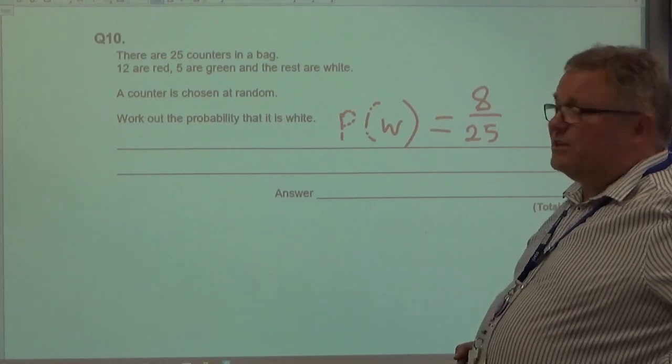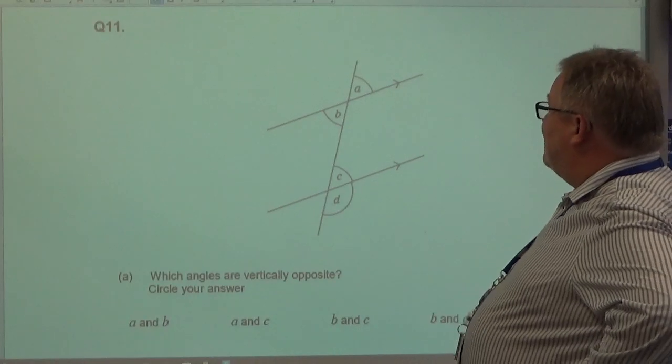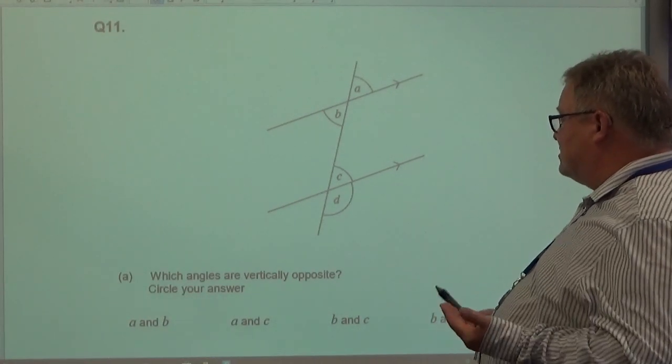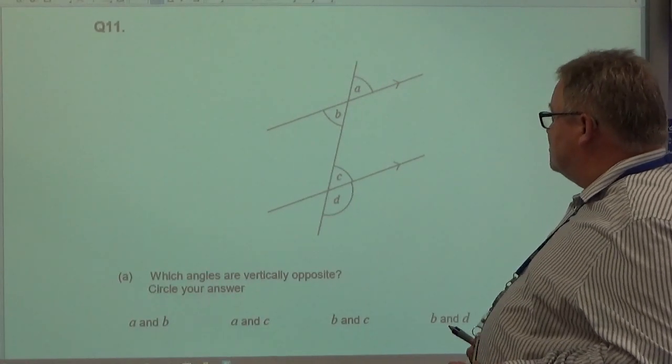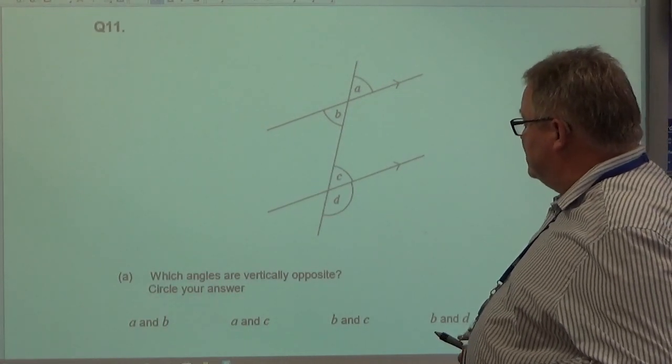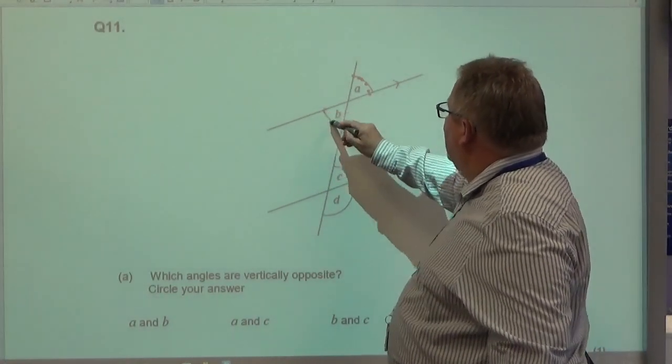Okay, so these are parallel lines really, and I put this in as a nice learning tool as well. Which angles are vertically opposite? Circle your answers. So the vertically opposite ones are A and B there.